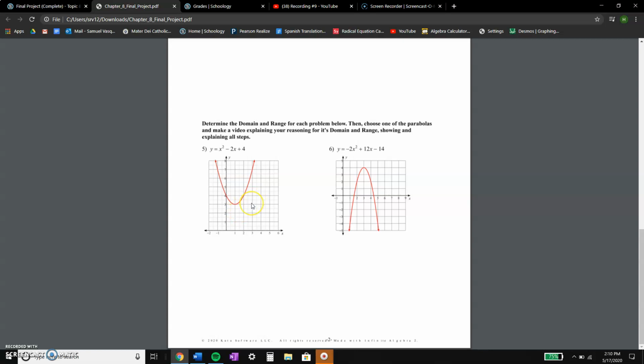And on this one, it is actually going to be a minimum of 3 because, as you can see, this is the lowest point of the graph, so that is going to be a minimum instead of a maximum, as in number 6, where it would be a maximum of 4.